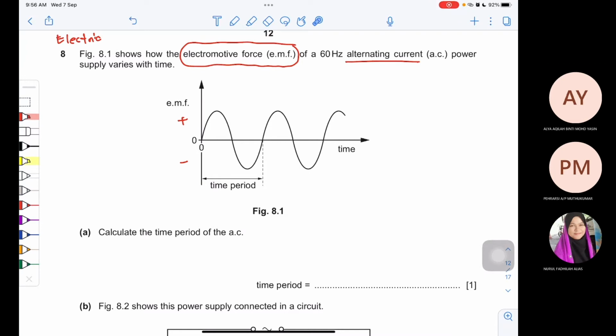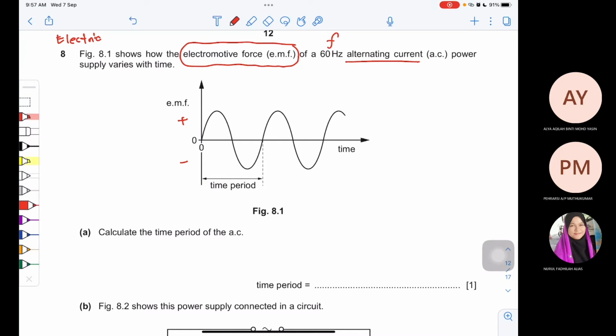Okay, you need to know one thing. Apa yang penting you kena tahu is the relationship between period dan apa yang given dalam soalan. What is given in the question? Dia tak bagi EMF. So we only have this one. 60 Hz. 60 Hz is what is 60 Hz? It's a frequency. Okay, so kita tahu ada frequency dekat sini.